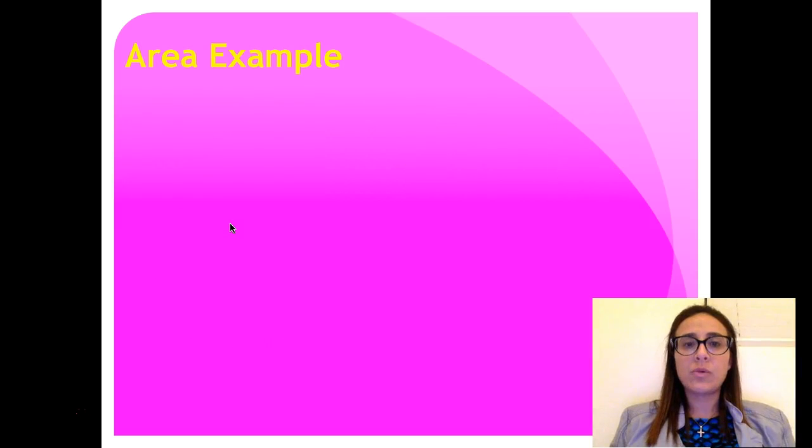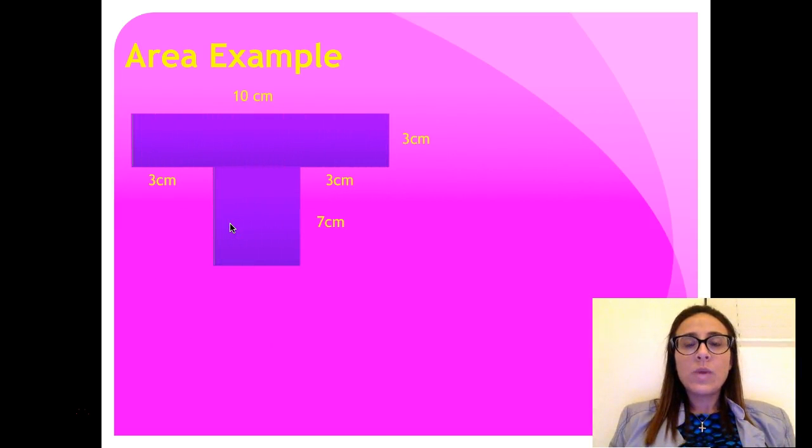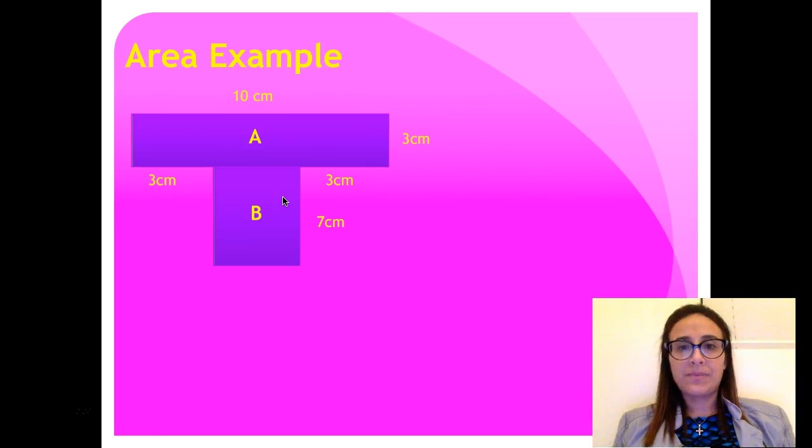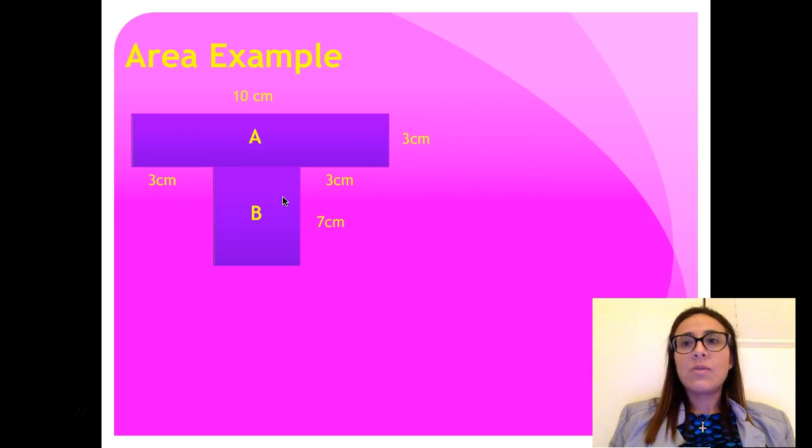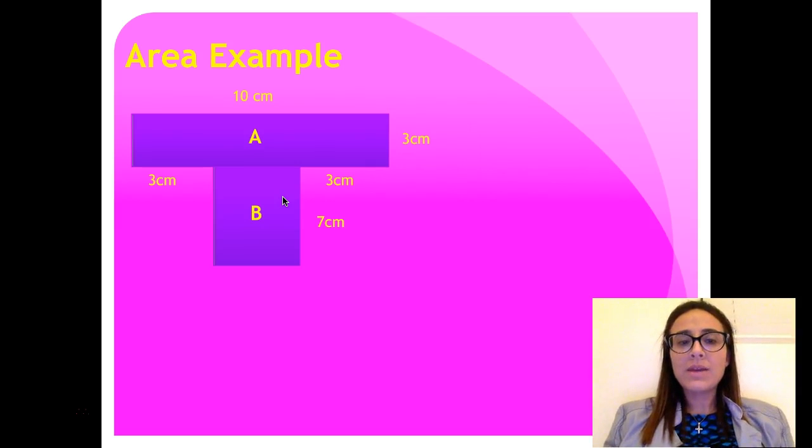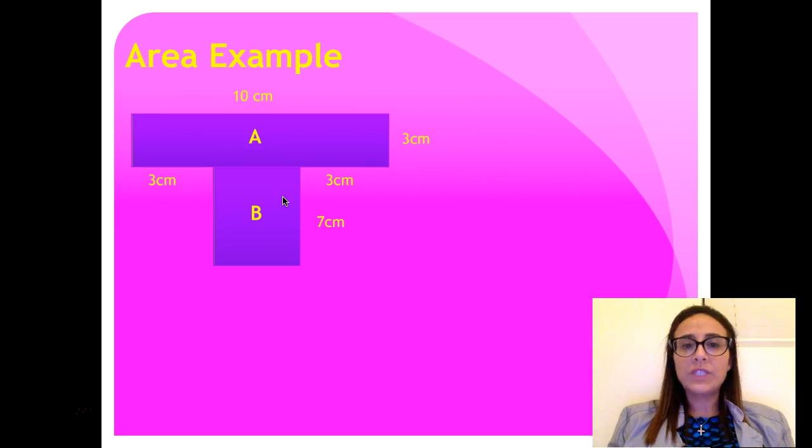The next example. Here we have another shape. You can see that there are measurements. You can see that you can easily divide this shape into two rectangles. One rectangle and two rectangles. So we'll call that one shape A and we'll call this one shape B. Again, we need to find the area of shape A and then we need to find the area of shape B.